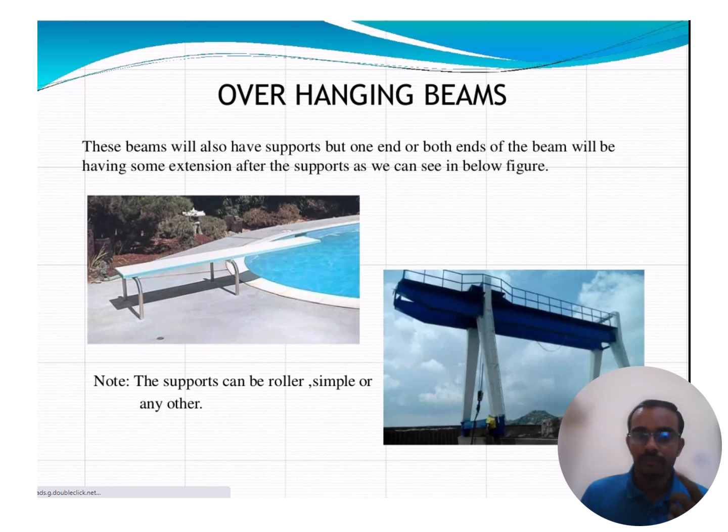Then overhanging beams. In overhanging beams, the beam has stretched outward beyond the support span length. That is named an overhanging beam. These are the examples of the overhanging beam. Sometimes overhanging beams are used for elevation purposes also. One or both ends, and the extension after the support is the real term here.